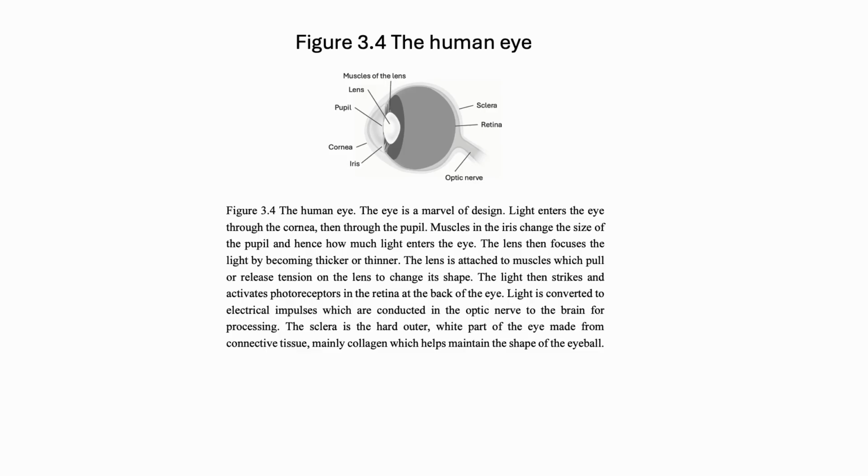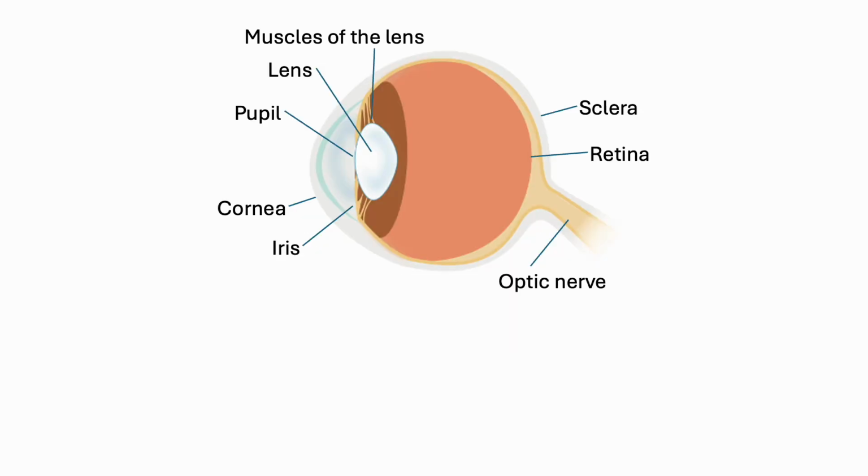Figure 3.4, the human eye. The human eye is a marvel of design and second in complexity only to the brain itself. The eyes started their development as outgrowths of the brain, so it's not surprising that both are highly complex structures. Let's take a tour around the eye, pointing out some of its features.